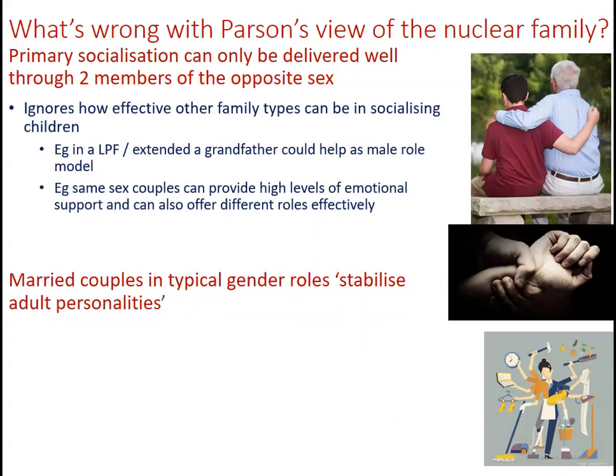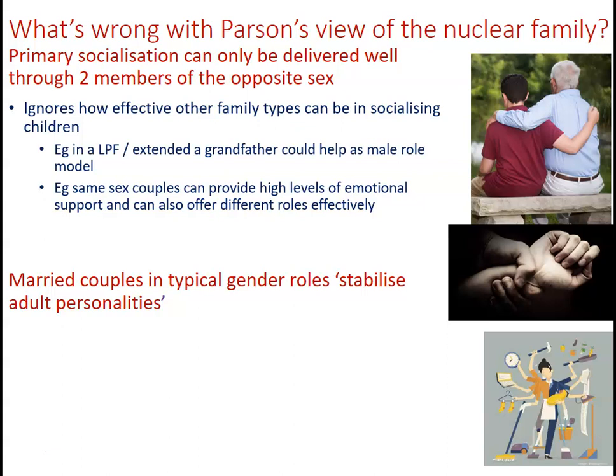So firstly, he ignores how effective other family types can be in socialising children. So for example, in a lone parent family, or LPF, or an extended family. So remember, extended families are when you have more than two generations living together. So you might live with your mum and dad and your grandparents, for example. So in a lone parent family or an extended family, a grandfather perhaps could help as a male role model if it's the male that's missing, or a grandmother if it's a female that's missing. So just because lone parent families maybe haven't got fathers doesn't mean that they won't have male role models. They could get that through another male member of the extended family.